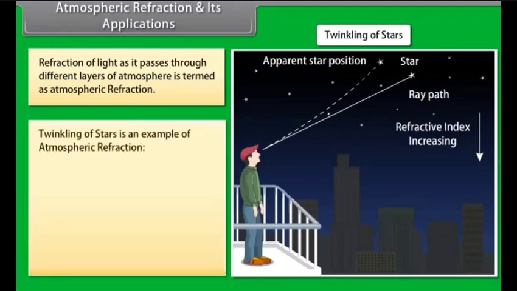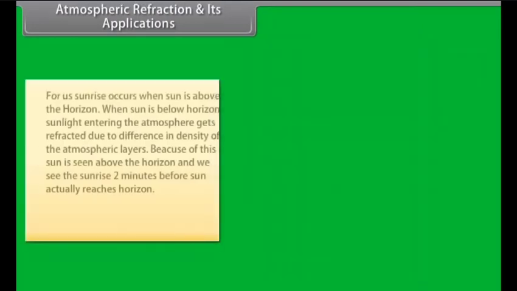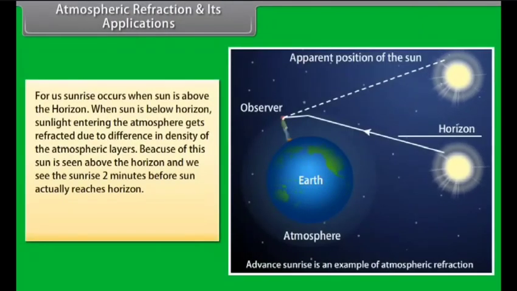Atmospheric refraction and its applications. Our atmosphere is not uniformly dense at any local place. Depending on the local conditions, it may have hot and cool air near the ground. Hot air is lighter than cooler air and hence has a lesser refractive index than cooler air. Due to this, starlight or sunlight entering the atmosphere undergoes refraction. This is known as atmospheric refraction.